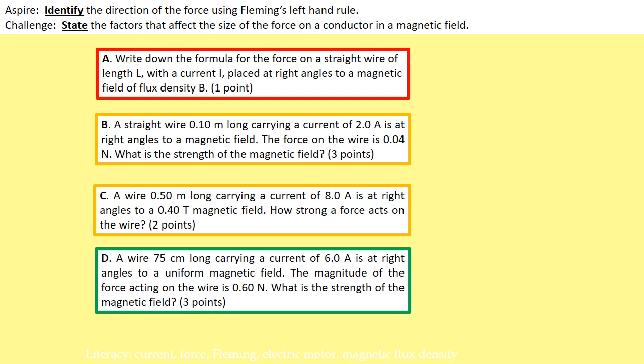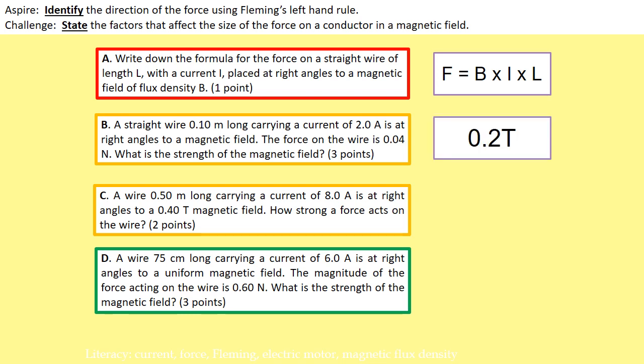Okay, so let's just have a look at A, B, C, D, and then we'll have a look at the others separately. So question A, that's your F equals BIL. Remember, that is a given equation on the formula sheet, so really you just need to recognise it and know what everything's measured in.